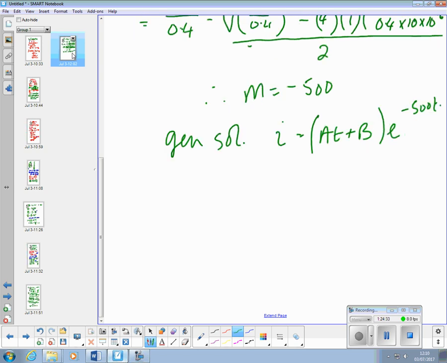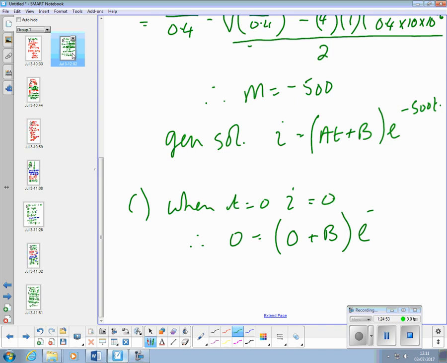Part C, when t equals 0, i equals 0. Therefore, 0 is equal to (a times 0 plus b) times e to the 0. Do you agree? b is equal to nothing. Happy or not?